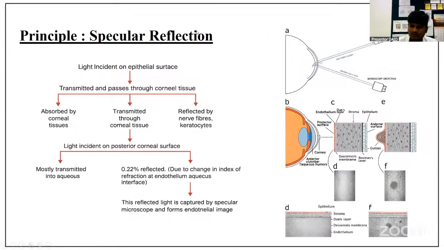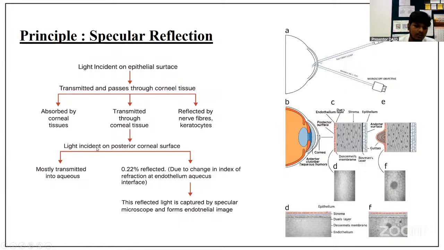So what is the principle of specular reflection? From the specular reflection, the light is incident on the epithelial surface. Then it is transmitted and processed into the corneal tissue. Then some amount of light is absorbed by the corneal tissue, and some amount of light is reflected by nerve fibers and keratocytes. Only a small amount of light is transmitted through the corneal tissue.